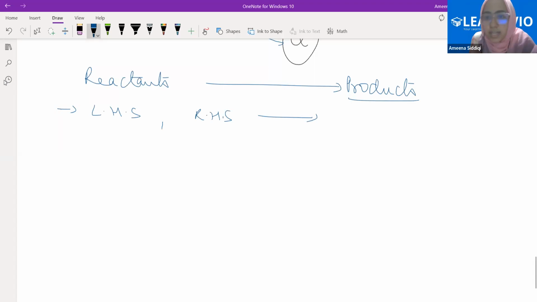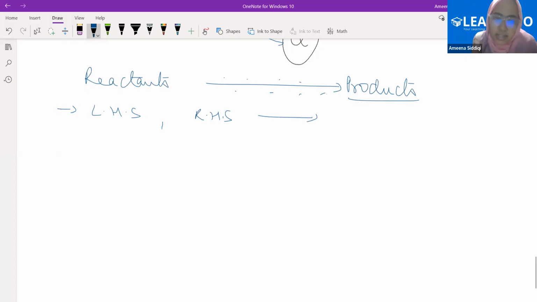The next point is that we have some of the conditions. For example, a particular temperature at which the reaction takes place, or some particular catalysts that have been utilized. All of that is written on the top or below of the arrow. And we can have more than one reactant, and more than one product.